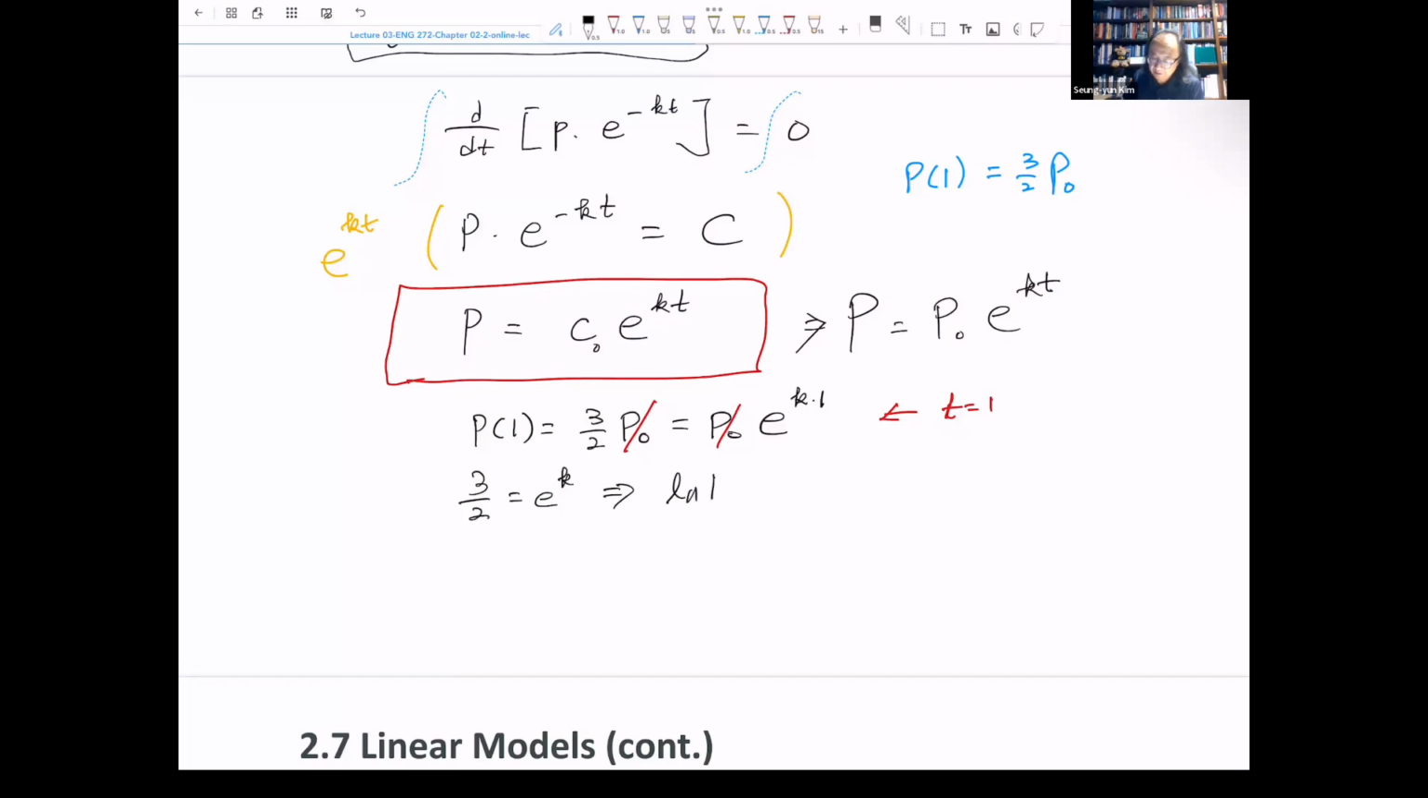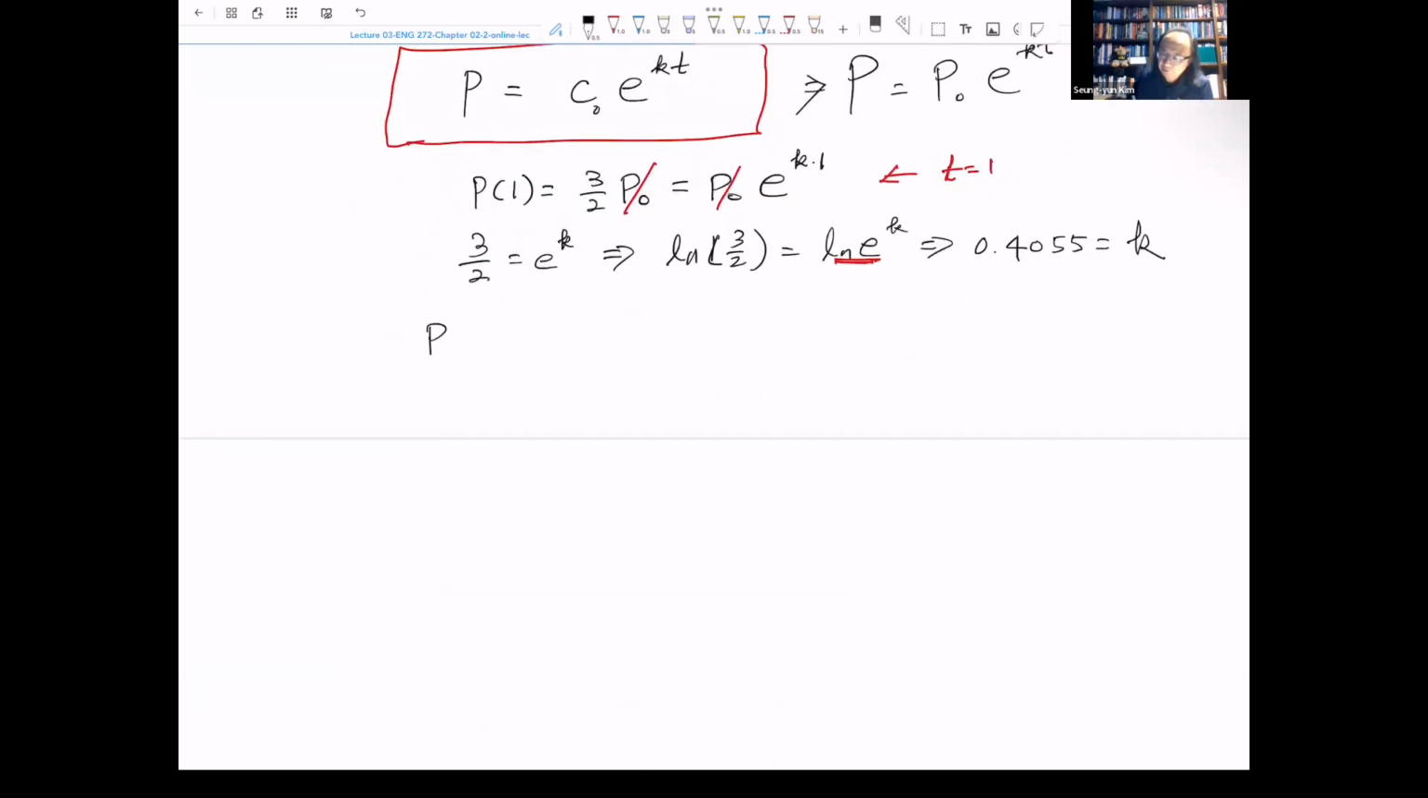Take ln of 3 over 2, 0.4055 equals k. So now our new equation is P of t equals P naught e to the 0.4055 t. Now we need to find t for 3 P naught, right?